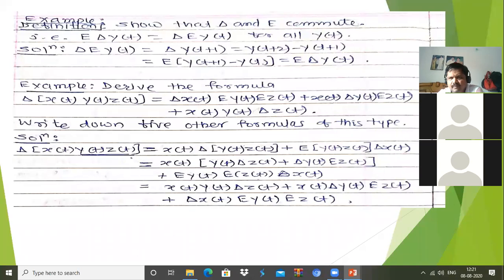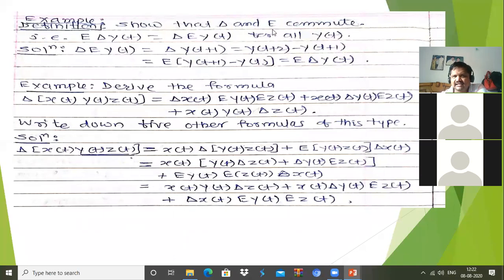What is meant by commutative? When we say that two terms are commutative under multiplication, under addition, under subtraction, and so on, we say that commutative under addition means a plus b is equal to b plus a. Commutative under multiplication means a into b equal to b into a. Real numbers are commutative under multiplication. It is not necessary that a minus b equals b minus a. Now delta and E are commutative under composition.